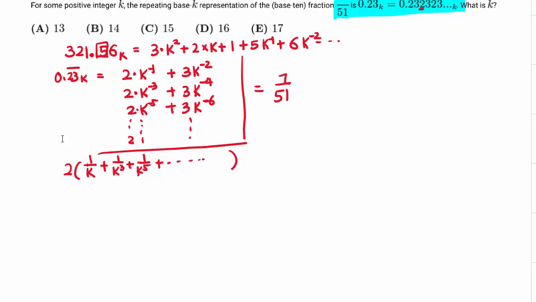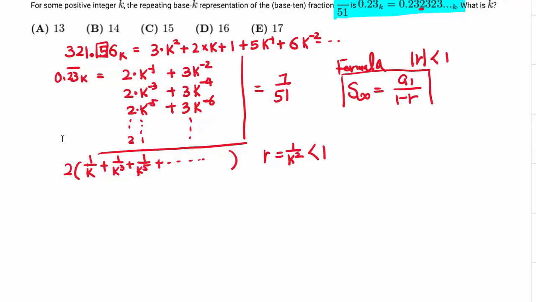This is a geometric series, right? What is the common ratio? 1 over k squared, right? But we know that 1 over k squared is less than 1, since k is greater than 1. So we can use the formula. Do you remember the formula? For an infinite series, if the common ratio r is less than 1, the sum equals the first term over 1 minus r. Yes, you do, right? So in this case the first term is 1 over k, over 1 minus the common ratio 1 over k squared.